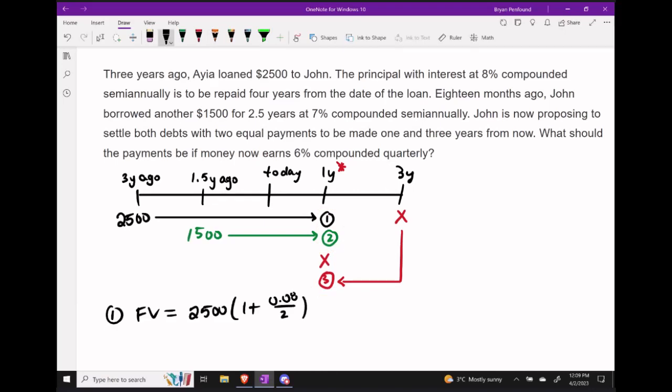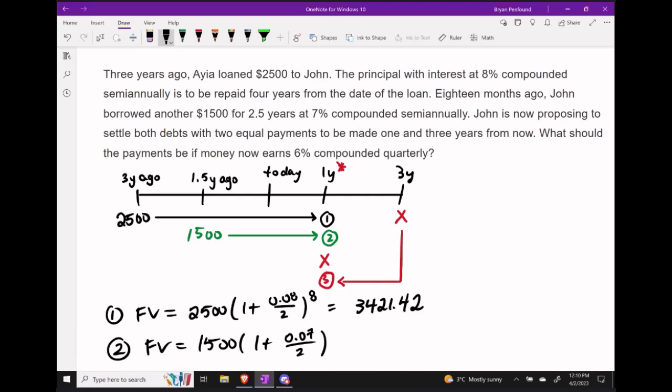Let's begin with our step number 1, which is finding the future value of the $2,500 loan. This has an 8% compounded semi-annual rate, so 0.08 over 2 here for i. And then we need to figure out how many compound periods this goes through. Well, the money's going through 4 years, and if the frequency number is semi-annual, or 2, that means we should be going through 8 compound periods altogether. This gives a future value of that particular amount of money as $3,421.42.